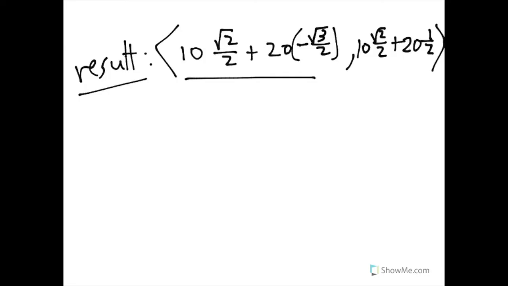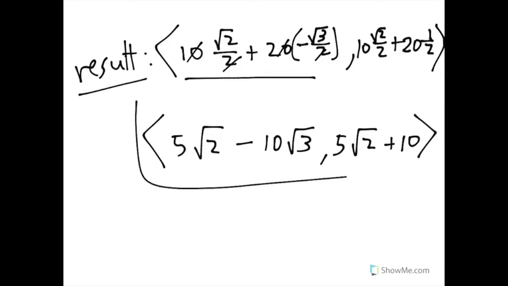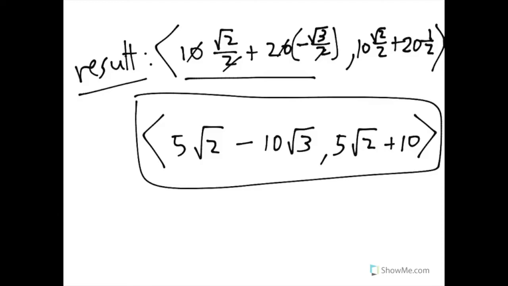Now, obviously, you could simplify this a little bit. The 10 and the 2 can cancel. You get 5 root 2 minus 10 root 3. That's your x-coordinate. And then 5 root 2 plus 10 as your y-coordinate. Okay, so this would be your result for where that thing ends up.